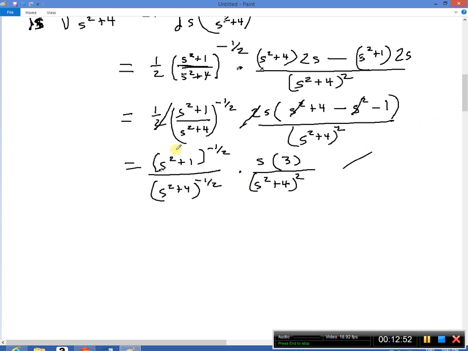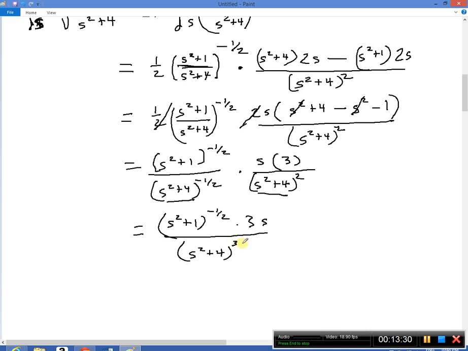So now, see, I think I can get rid of that. Okay. So now I'm going to combine this guy and this guy. Because they have the same base, I can add the exponents. So 2 minus 1/2 is 1 1/2 or 3/2. And the top part I'm just going to be stuck with. So we'll just say S squared plus 1 to the minus 1/2 times 3s, and this is going to be divided by S squared plus 4 to the 3/2, I said.